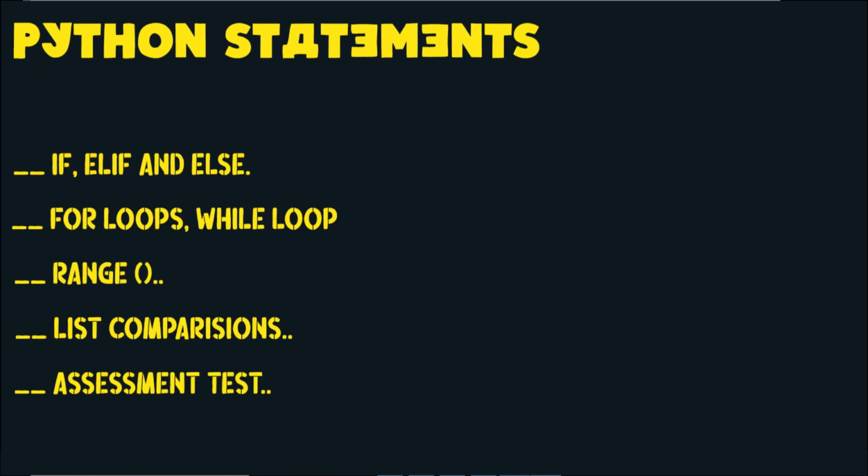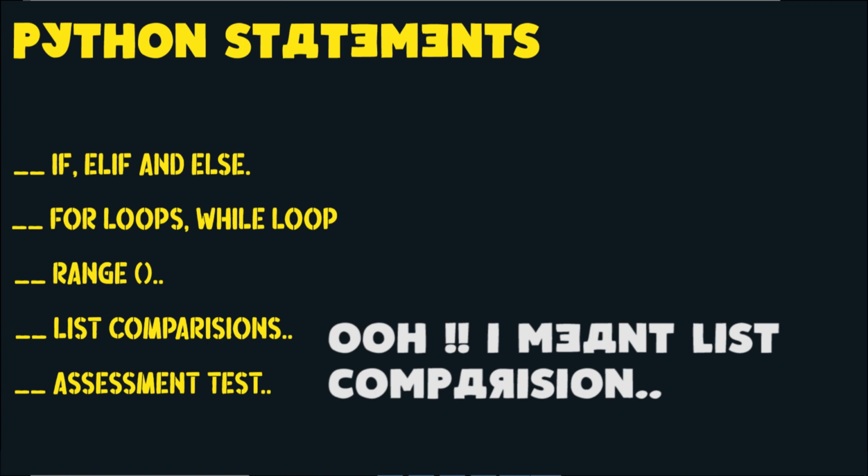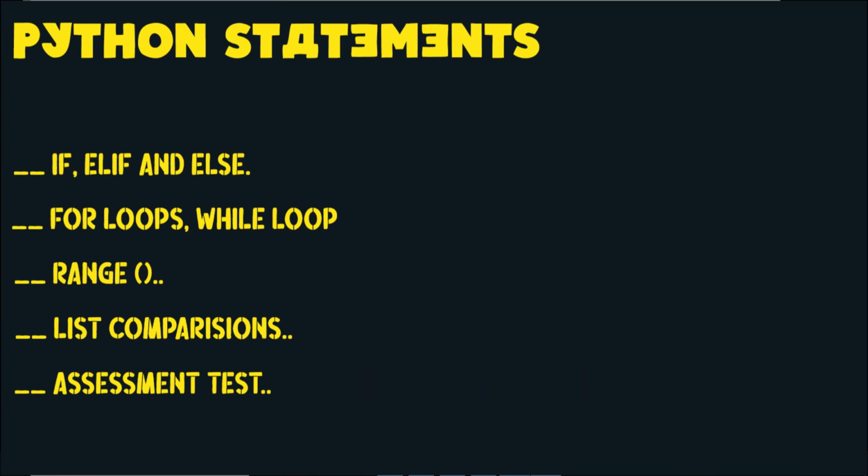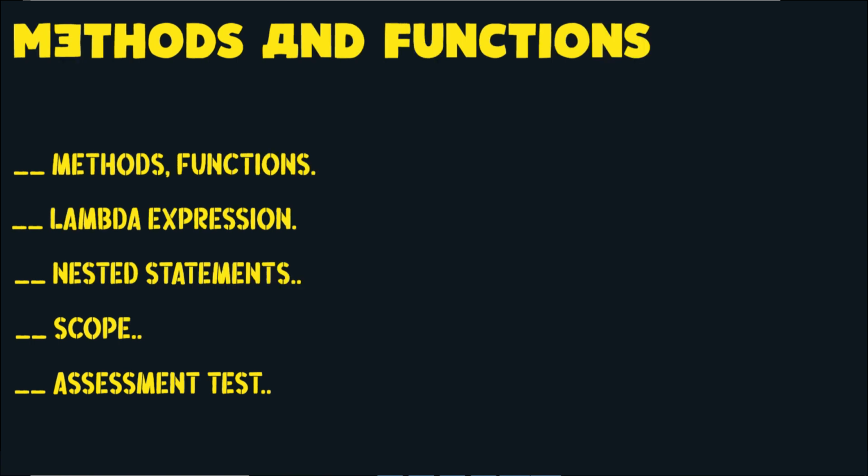Once we are done with the comparison operator test, we'll move forward towards the Python statements, that would be if and else. And we'll also look at loops, that would be for loop, while loop, and we will also look at the range function, and then we'll look at list comprehension, and at the end we'll top the section off with an assessment test. After that, we'll be moving towards the methods and functions.